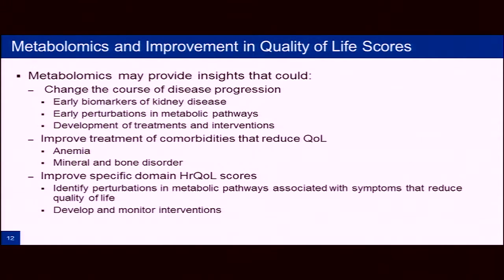Same thing for the comorbidities that are known to reduce the quality of life, such as anemia and the mineral and bone disorders. And then if you look at the individual domains of the quality of life questionnaires, you could identify perturbations in metabolic pathways that are associated with symptoms that you know are reducing the quality of life. And again, hopefully you could use this to either determine a personalized intervention strategy for someone or to develop new interventions.